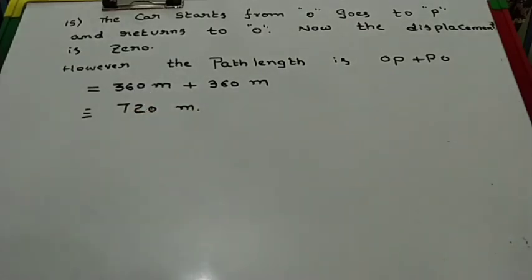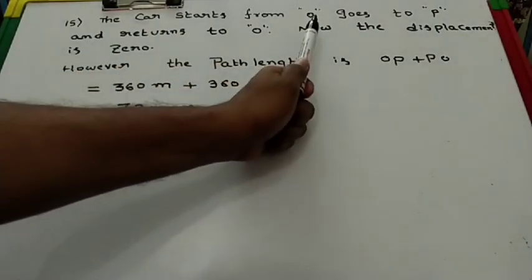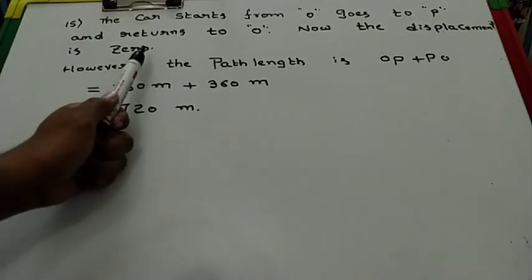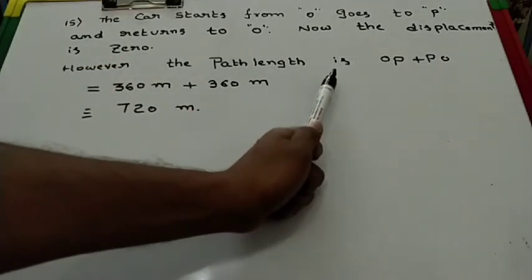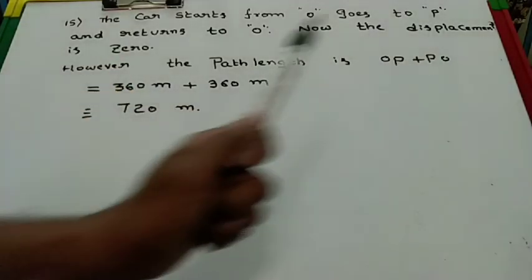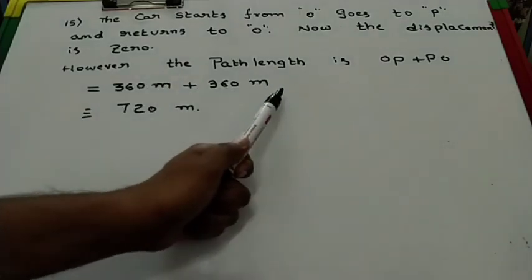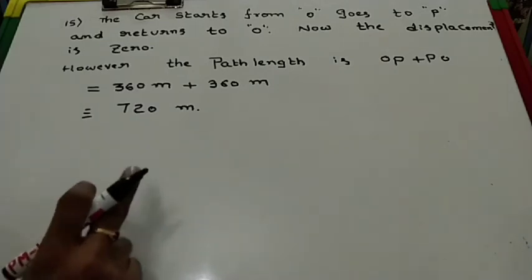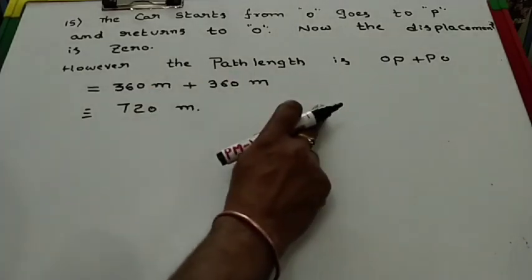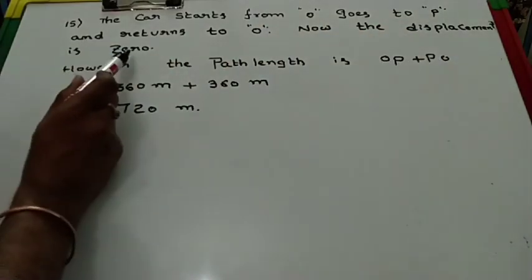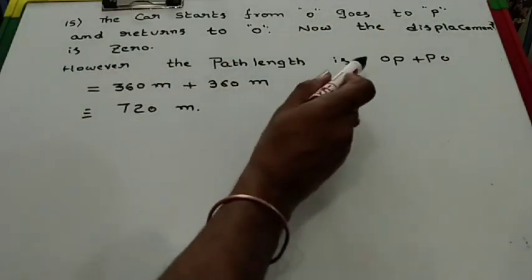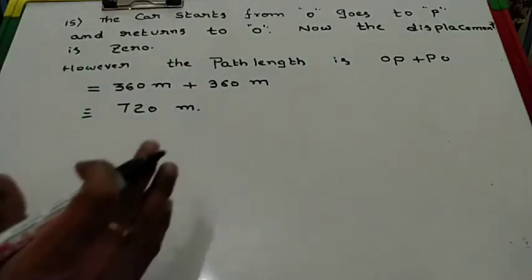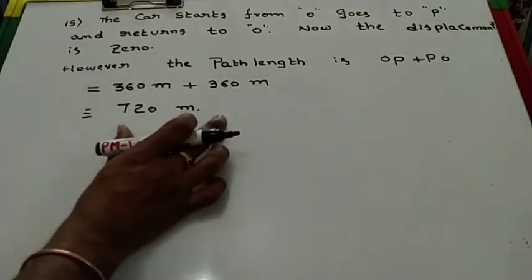Now please observe carefully. The car starts from O, goes to P and returns to O. Now the displacement is 0. However, the path length is not 0. That is OP plus PO, that is equal to 360 meters plus 360 meters, that is 720 meters. From this one, we understood that the magnitude of the displacement of the motion may be 0, but the path length can never be 0. So, this point supports point number 14.